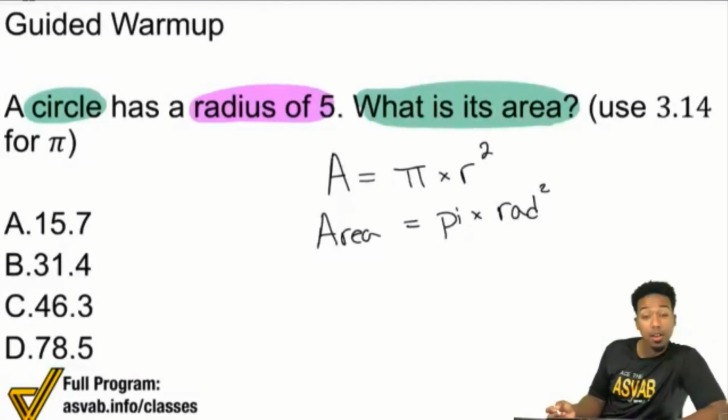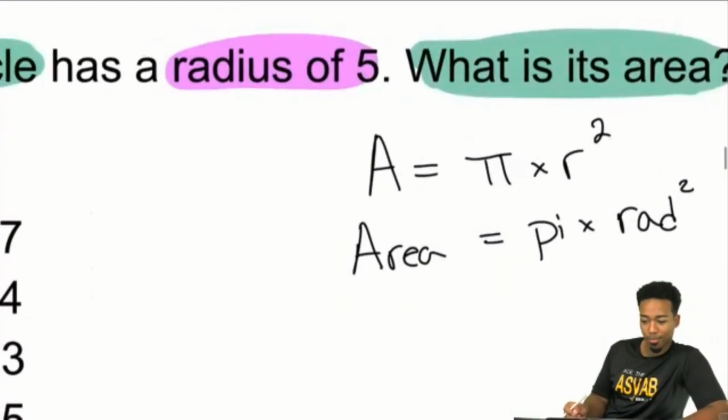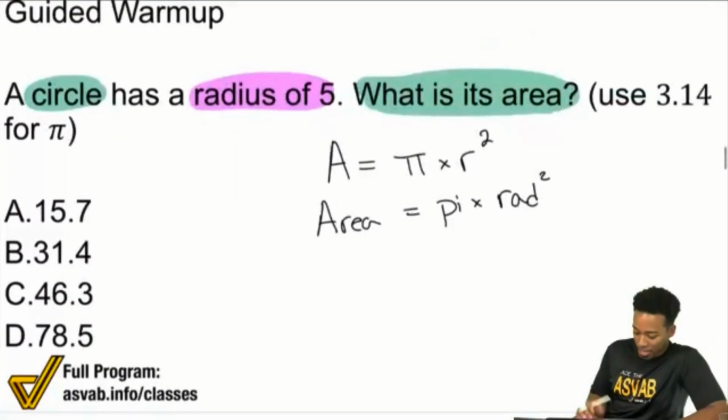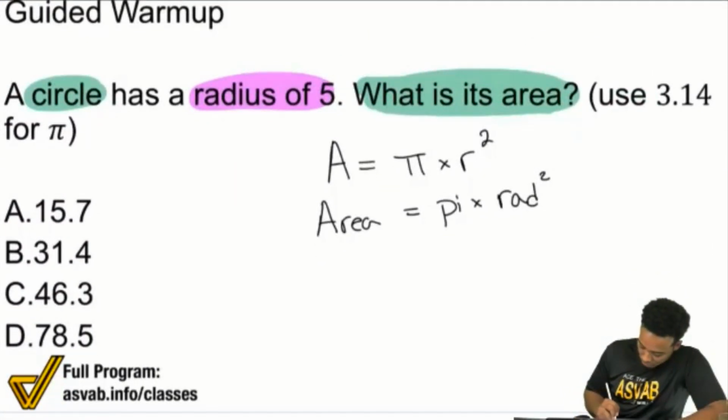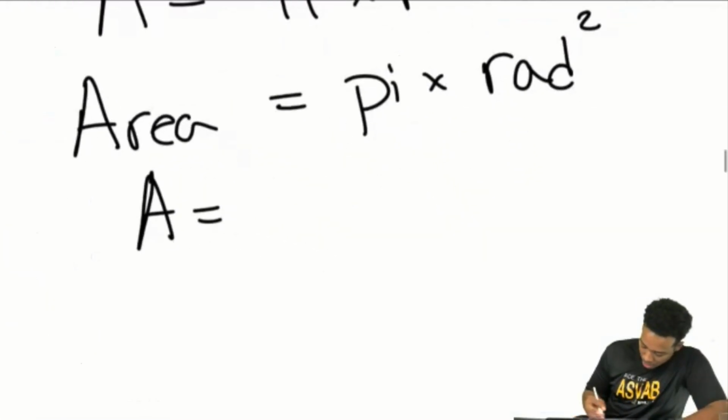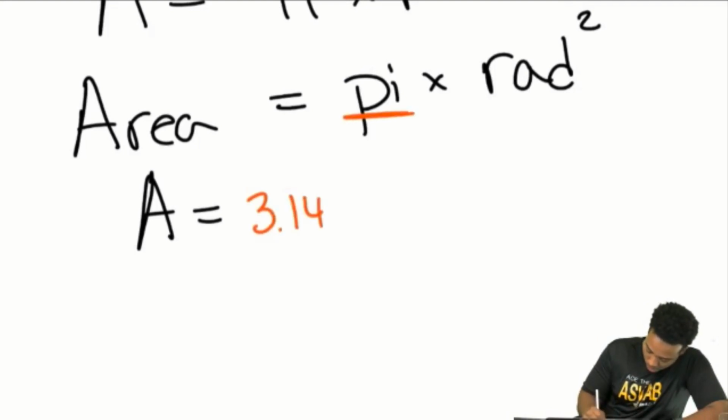And then from there, everybody, what is the estimation of pi that we should always be using? Yeah, 3.14. That's right. So what we're going to do here is replace this formula. We're going to say, hey, look, area equals, let me zoom in a little bit, 3.14. That's what replaced the pi. Multiplied by 5 squared.